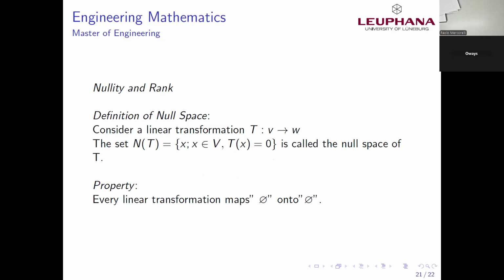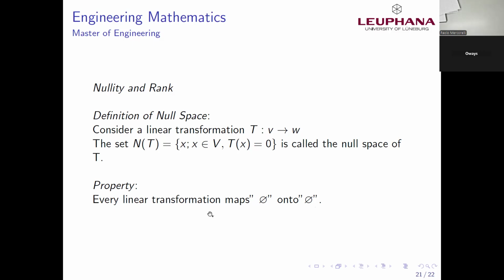We have an easy property. Every linear transformation maps 0 to 0. But if a transformation maps 0 onto 0, it is not necessarily linear. The case of x squared: x squared maps 0 into 0, but it's not linear. In this sense, this property states the property just in one direction. It's just a necessary condition.